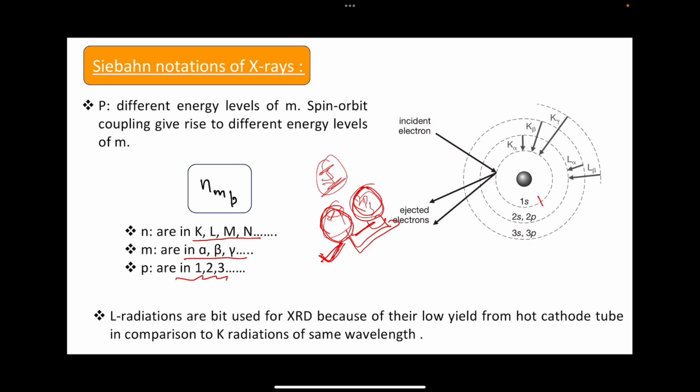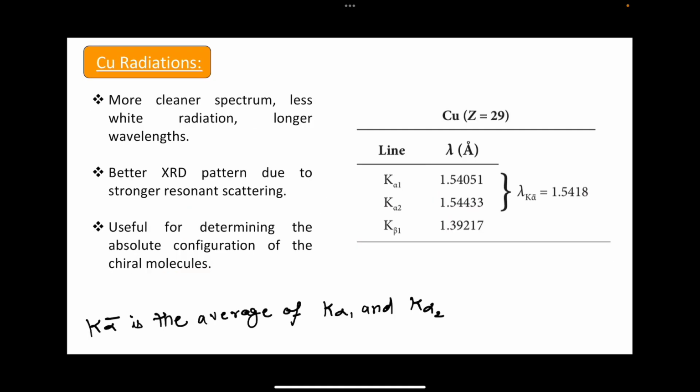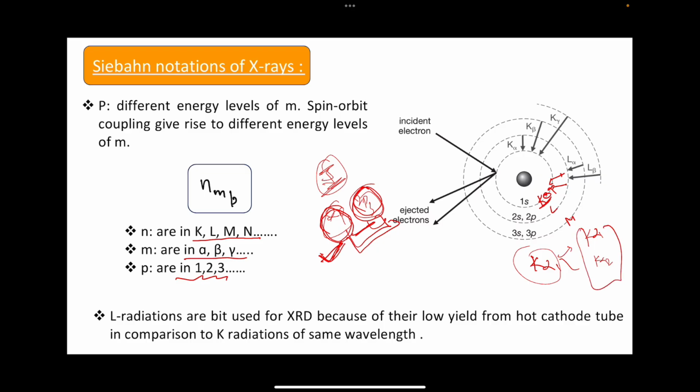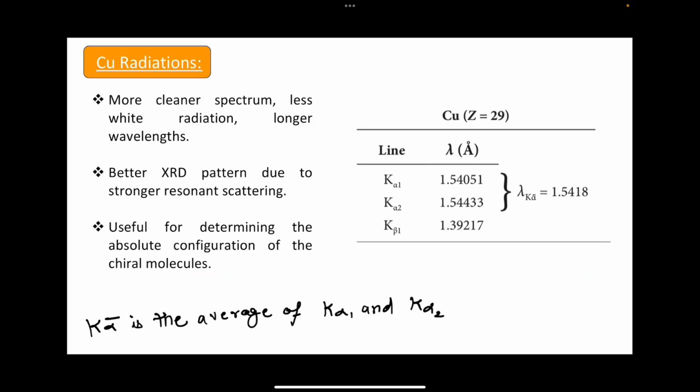Let's say this is our K shell, this is our L shell, and this is the M shell. Electrons go out from the K shell, creating a vacancy, and electrons come in from the shell right next to K, that is K alpha. If it has been split into signals 1 and 2, you get K alpha 1 and K alpha 2. Sometimes these have a very similar energy, so we take their average as well and write it as K alpha bar.